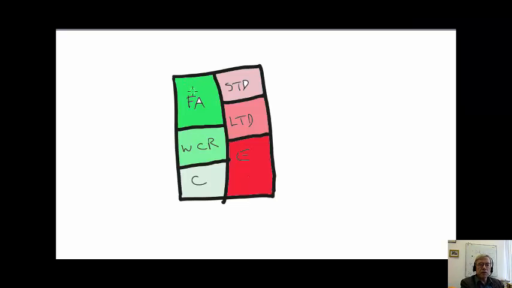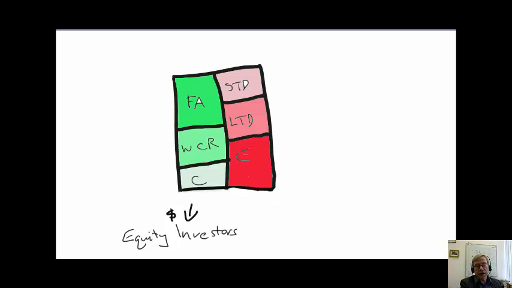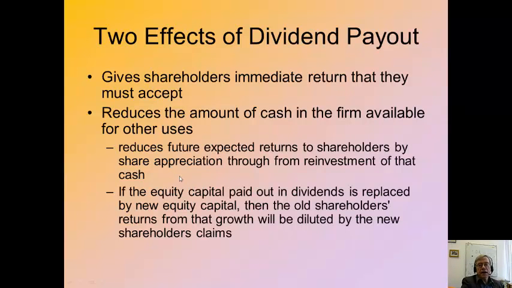You can see the effect with the managerial balance sheet. Here I've flipped the asset side upside down, so I show cash at the bottom, working capital requirement, and fixed assets at the top. And the cash payout to investors reduces by an equal amount the cash and the equity claims of equity investors. This reduction of cash tends to reduce future expected returns to shareholders. If this cash is useful within the firm, then that reduction of cash would reduce expected future returns to shareholders by share appreciation through reinvestment of that cash.